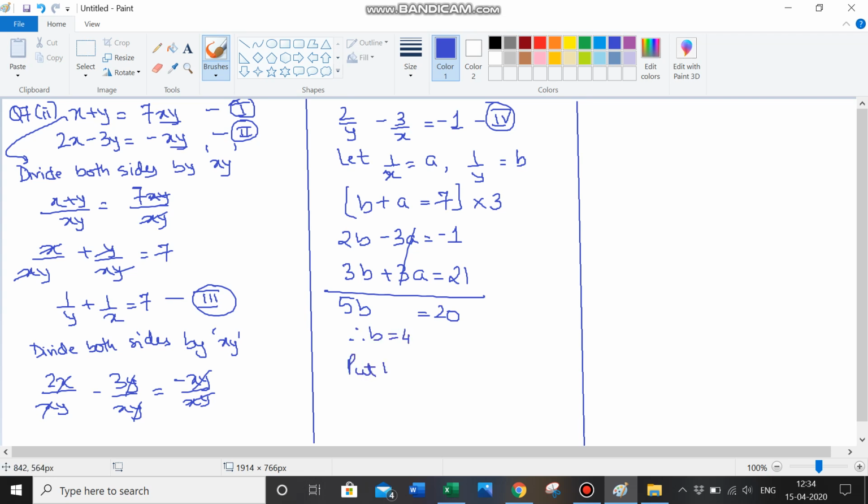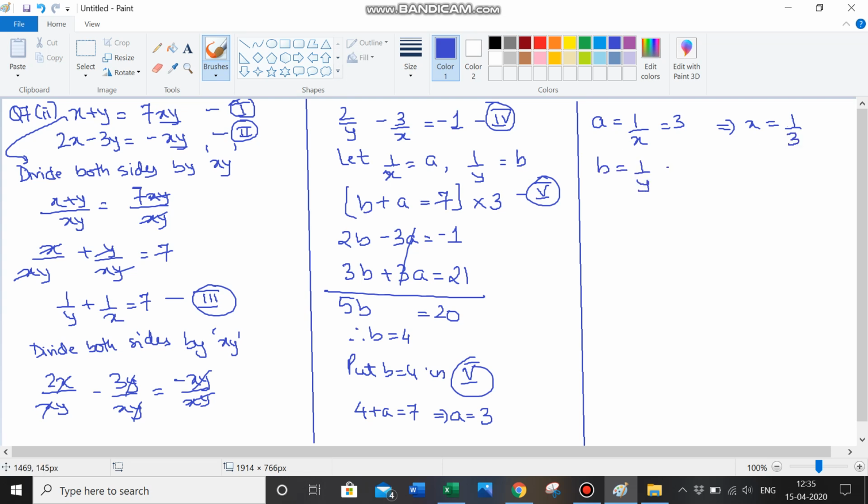So put b is equal to 4 in equation, let's give it the name equation 5. So in 5, I get 4 plus a is equal to 7, which means a is equal to 3. Now again I need to find the value of x and y, not a and b. So a is equal to 1 upon x is equal to 3, which means x is equal to 1 upon 3. Similarly, b is equal to 1 upon y is equal to 4, which means y is equal to 1 upon 4. That's my final answer. Thank you.